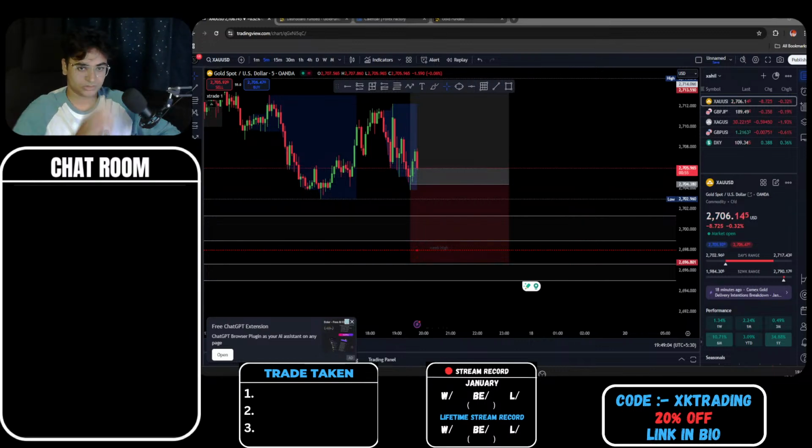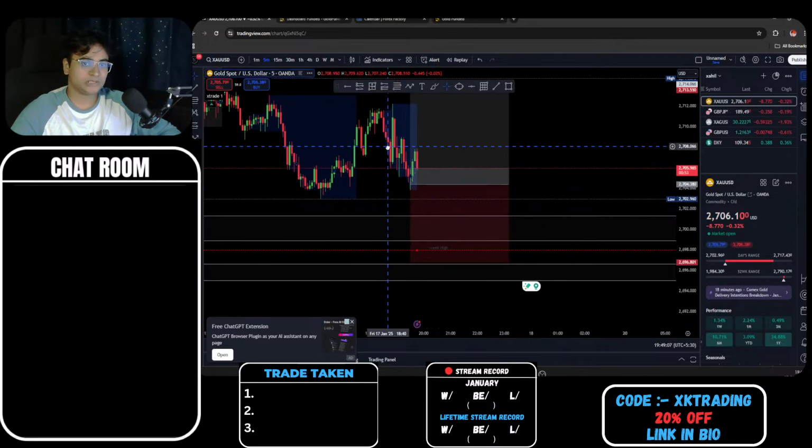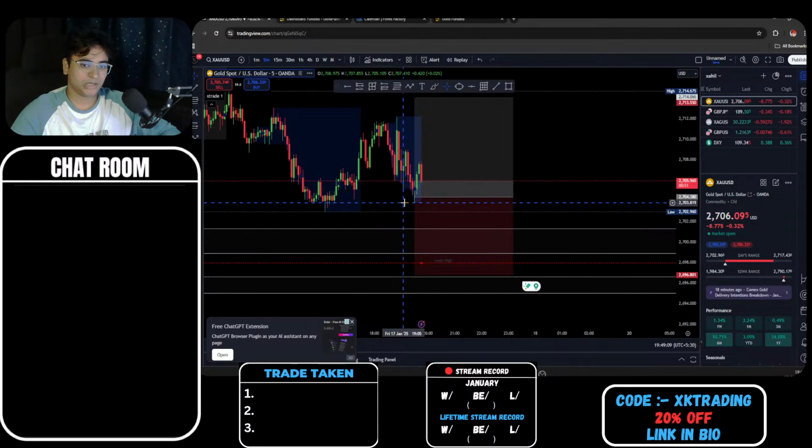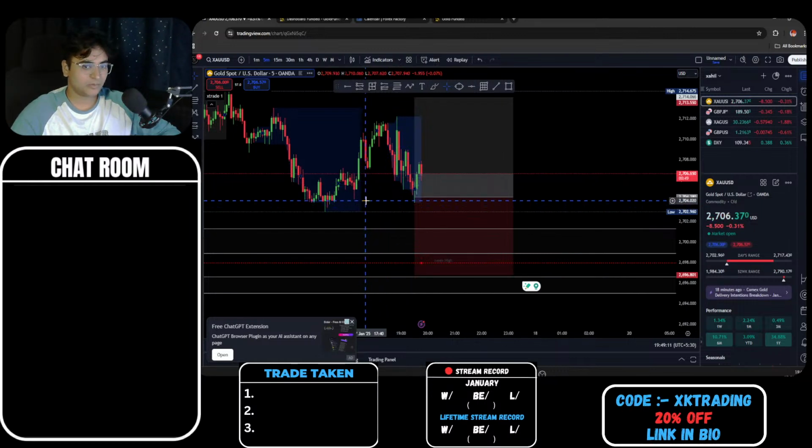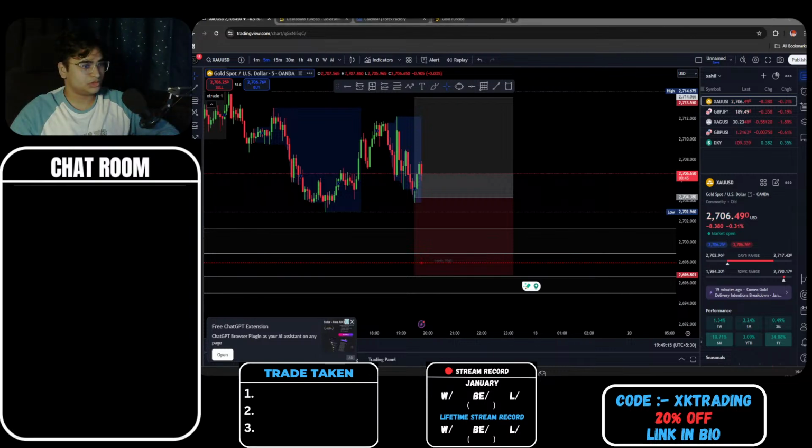Price is tapping below the zones. Since the New York session started, we are constantly creating lower lows. We do not see any higher high or change in the structure or so. Okay, so let's see what we do here.